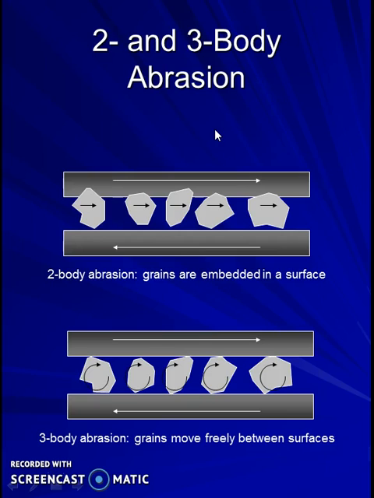There are two types of abrasion: two-particle and three-particle abrasion. In two-particle abrasion, the grains are already embedded in the surface. In three-particle abrasion, the grains move freely between the surfaces.